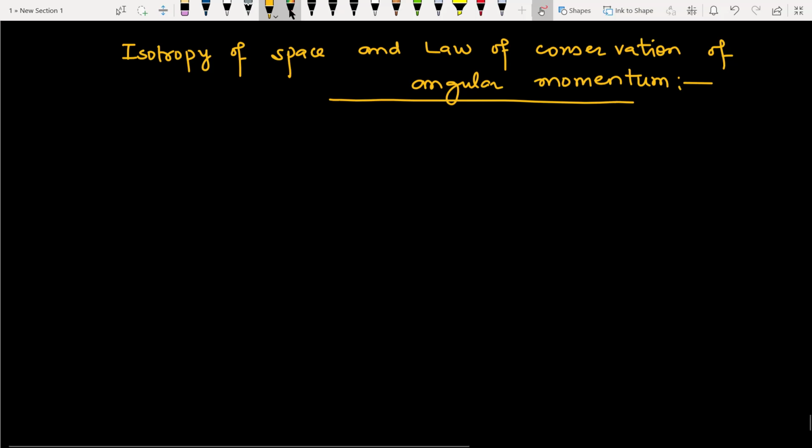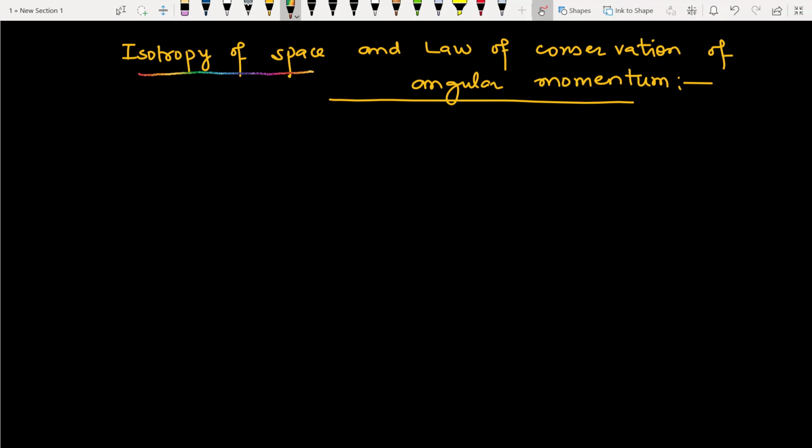Isotropy of space. It means that the properties of the system remain the same in all directions. Here the property that we will be dealing with is potential energy. The potential energy of the system is the same in all directions.